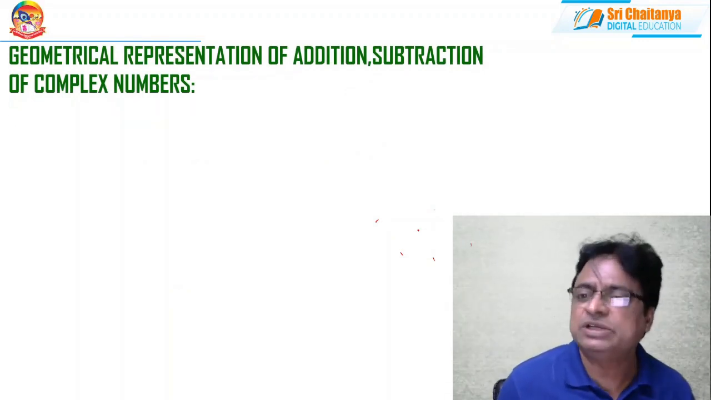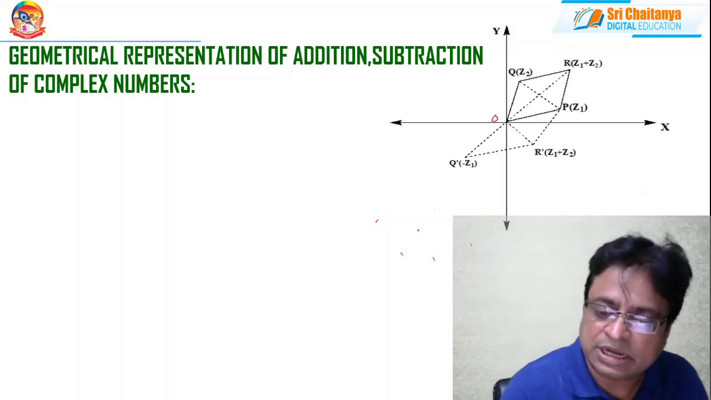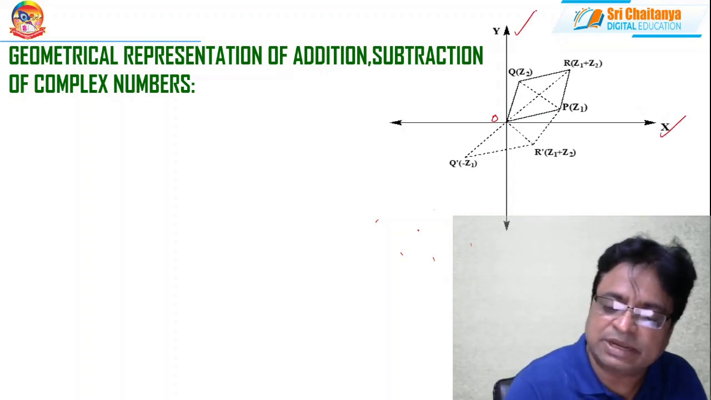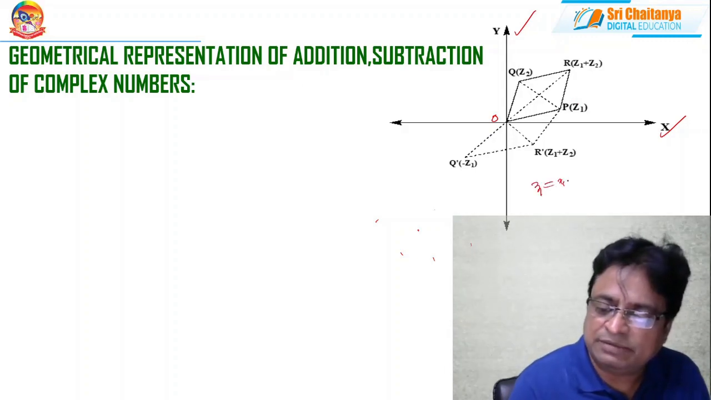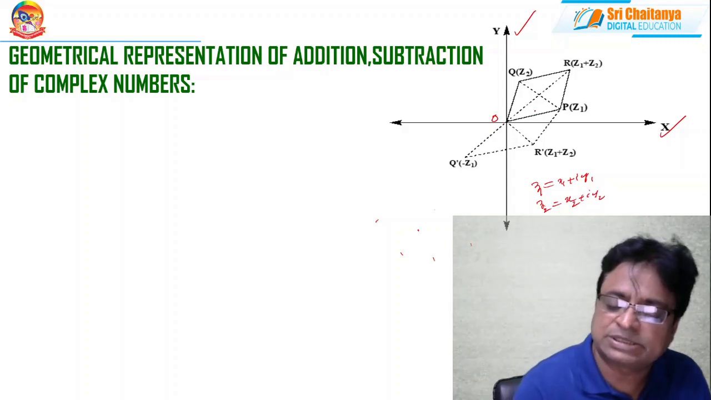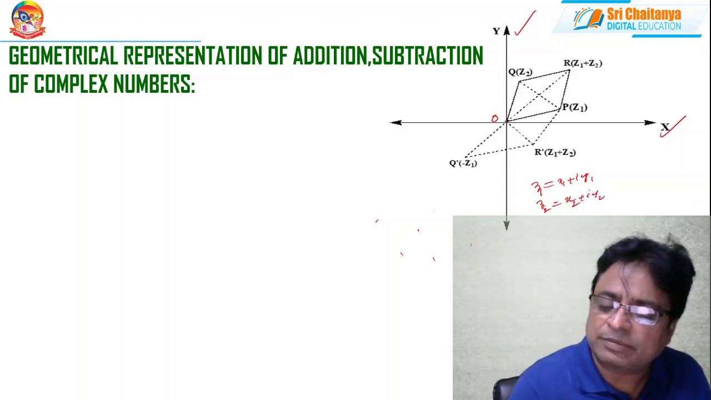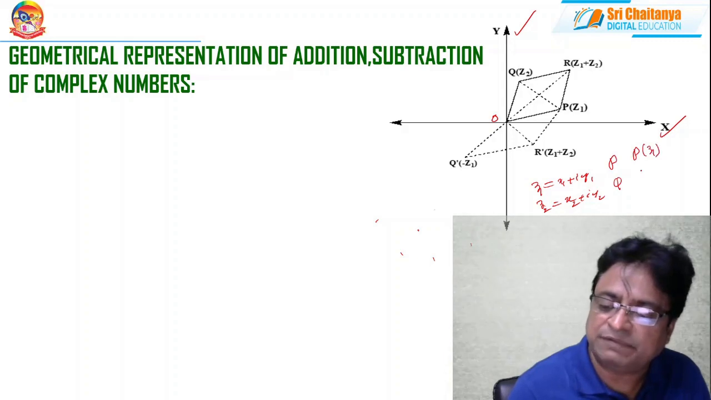Before going to that, please watch this diagram carefully. This is the origin, this is my x-axis and this is my y-axis. Suppose z1 is equal to x1 plus iy1 and z2 is equal to x2 plus iy2. These are two different complex numbers, represented as points with capital P and capital Q respectively. So the affix of P is z1 and the affix of Q is z2.